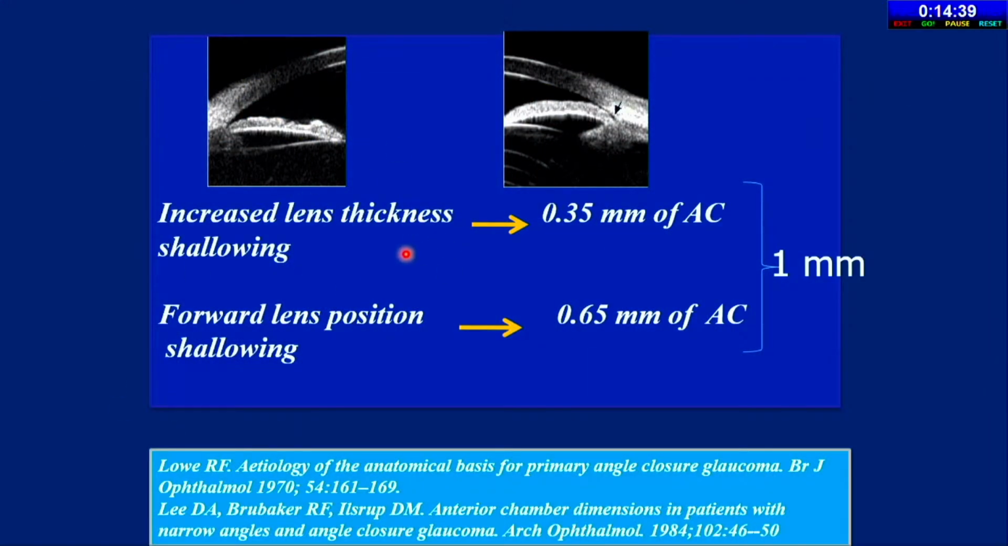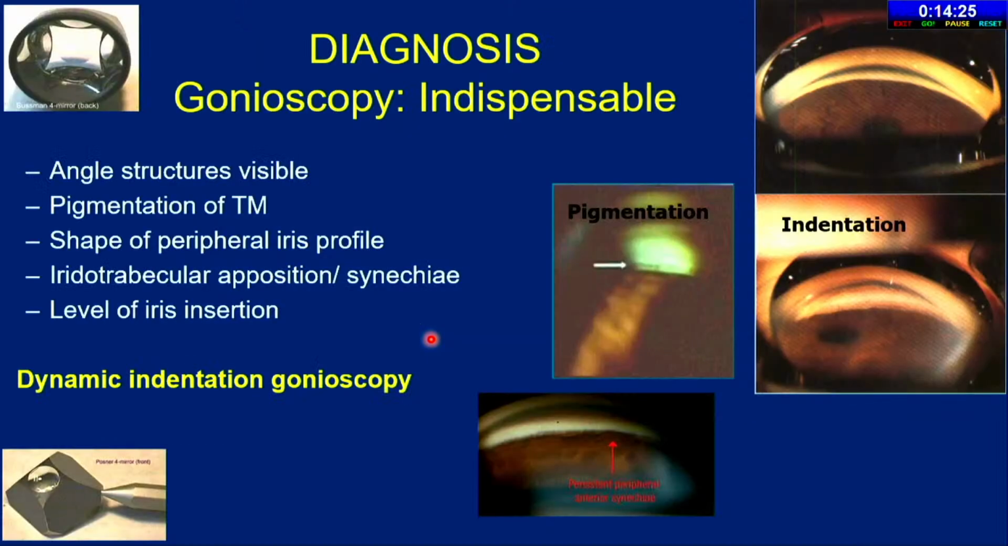Also, with advancing age, the lens thickens and there is forward displacement, and especially in eyes with angle closure, there is 1 millimeter shallowing of the anterior chamber because of the increased lens thickness and forward lens position. So lens plays a very important role in causation of angle closure glaucoma.